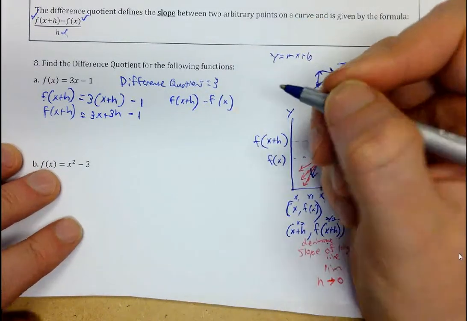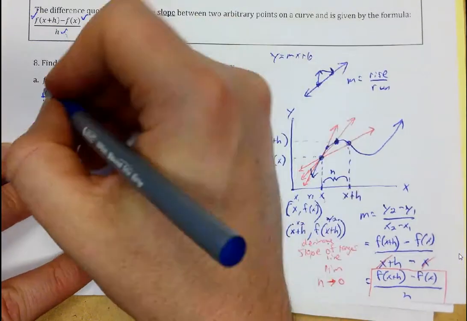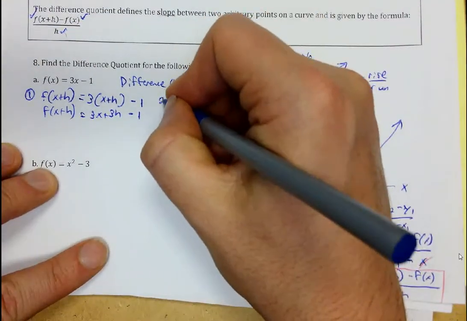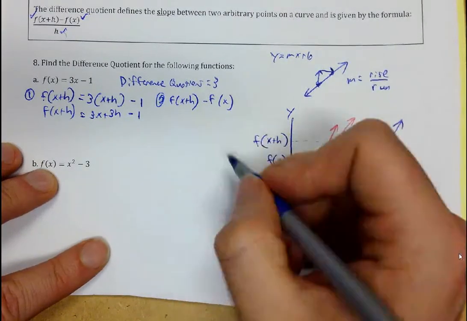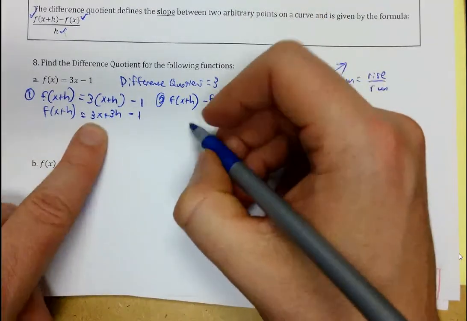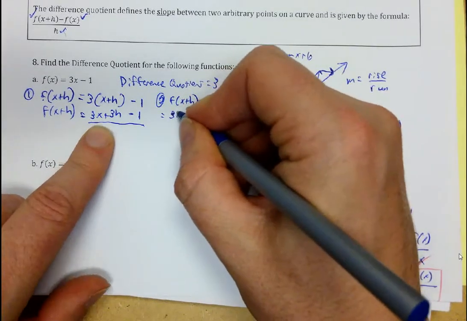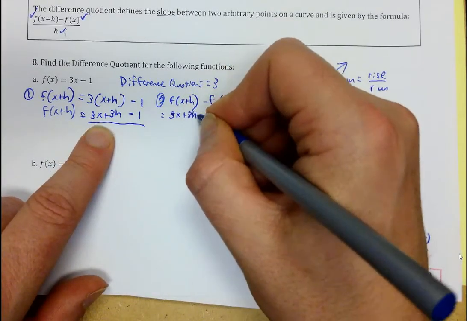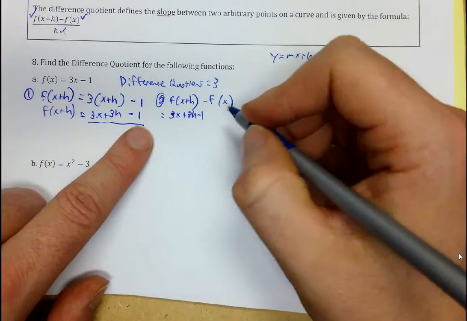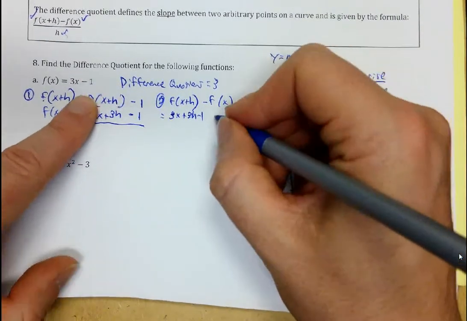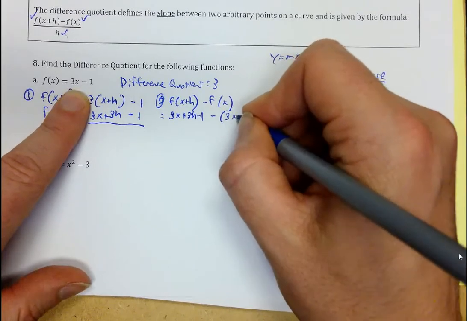So I'll write that out as a second step over here. Step 1 was finding this f of x plus h. Step 2, I'm going to go ahead and calculate f of x plus h minus f of x. So f of x plus h was right here: 3x plus 3h minus 1. And now I'm subtracting my original function. I'm going to subtract 3x minus 1.